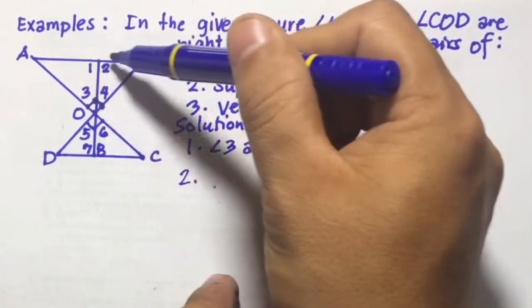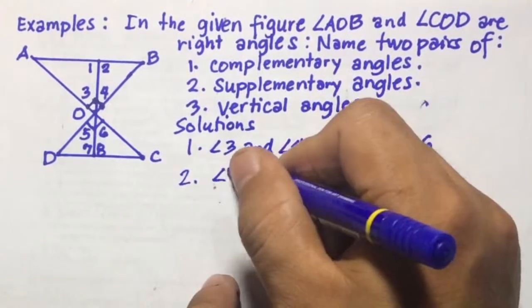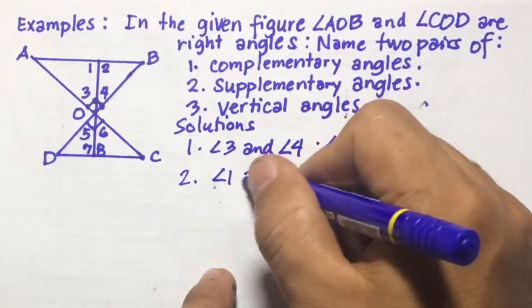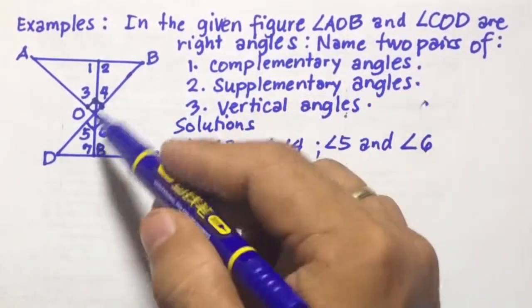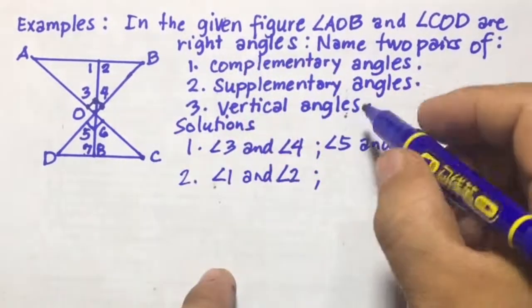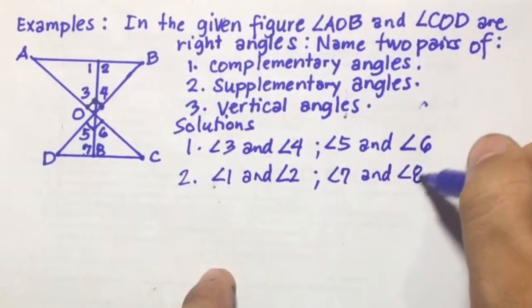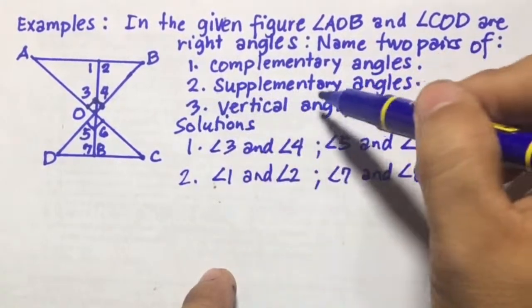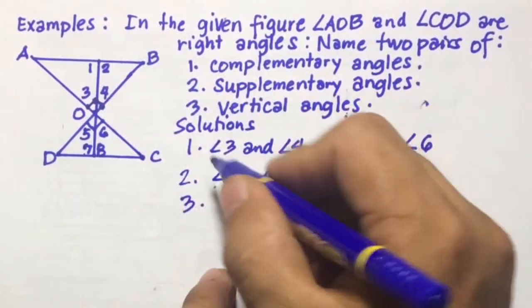So this one forms a linear pair, meaning angle 1 and angle 2 will be supplementary. So first pair will be angle 1 and angle 2. Then another will be in here. We have angle 7 and angle 8. Then for the last one, two pairs of vertical angles. We can have angle 3.